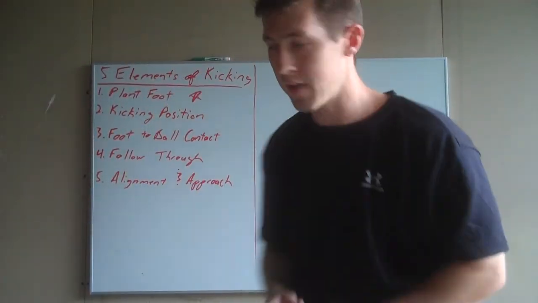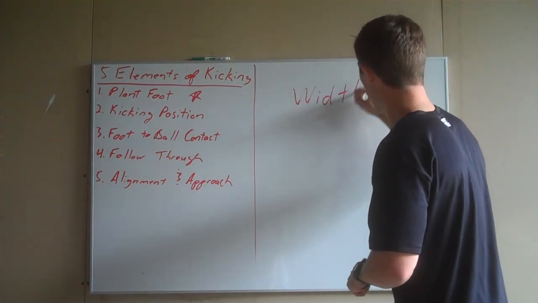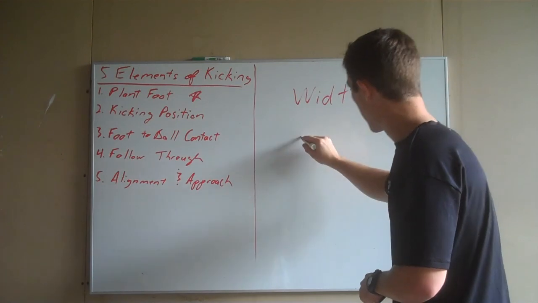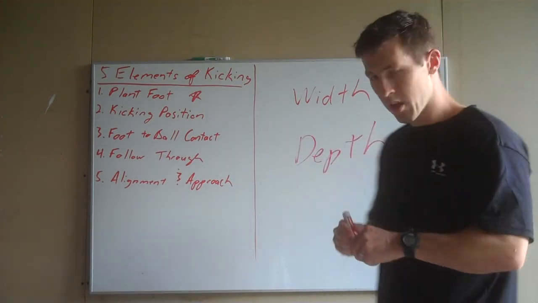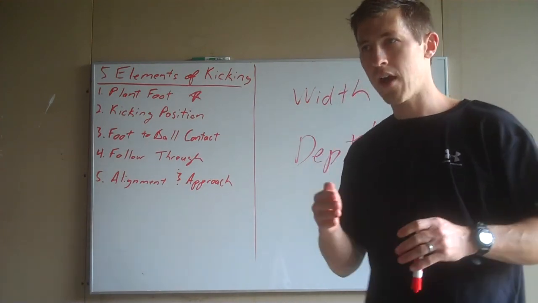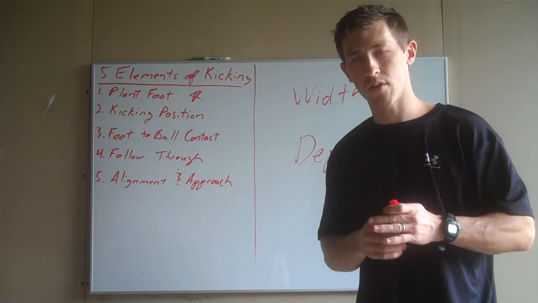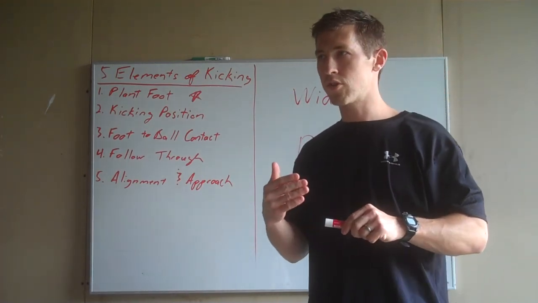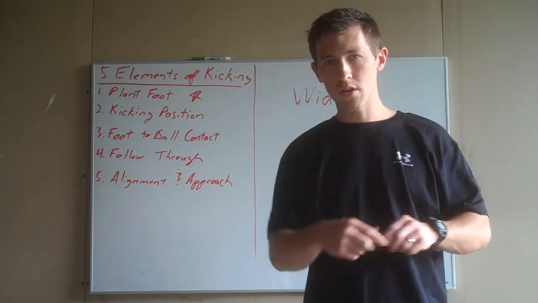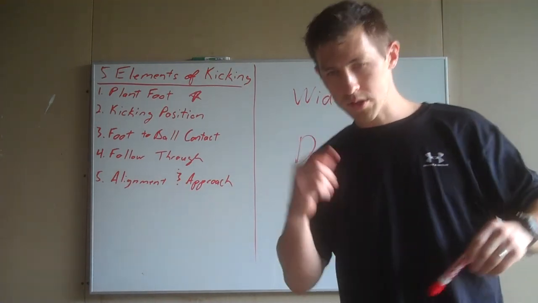Two components of a plant foot. You have your width and your depth. Okay? Width is basically how far to the side away from the ball you are. So that's kind of the right and left, okay? And then the depth, I use that term to refer to how forward, toward the goal you are versus how far away you are, okay? I will explain a little bit more.